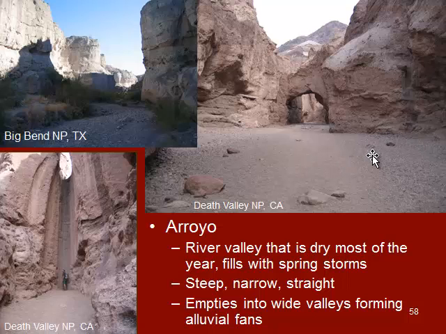So basically this river is dry most of the time. We were there in November, and you can see it's pretty dry. There's some vegetation growing because this is a spot that periodically gets water, and the water table might be fairly close to the surface, so the roots can actually get back into that water table. These are going to be fairly steep in places, pretty narrow, and these empty into wide valleys and produce another landform we'll talk about next.